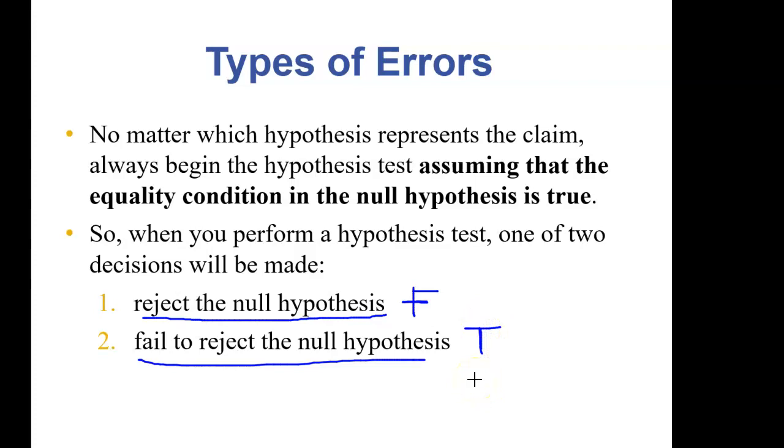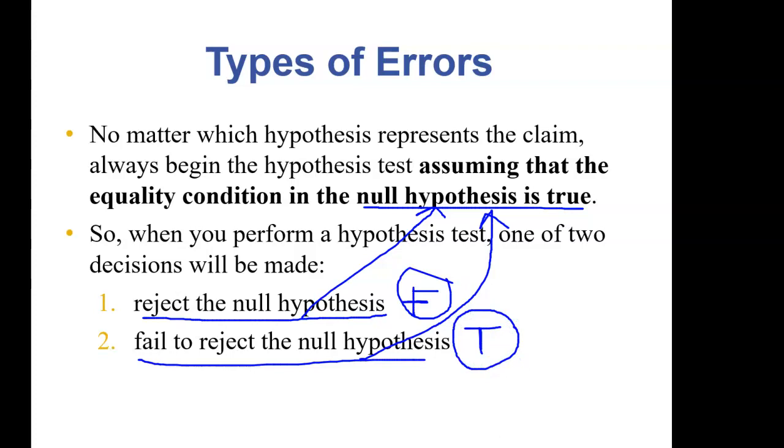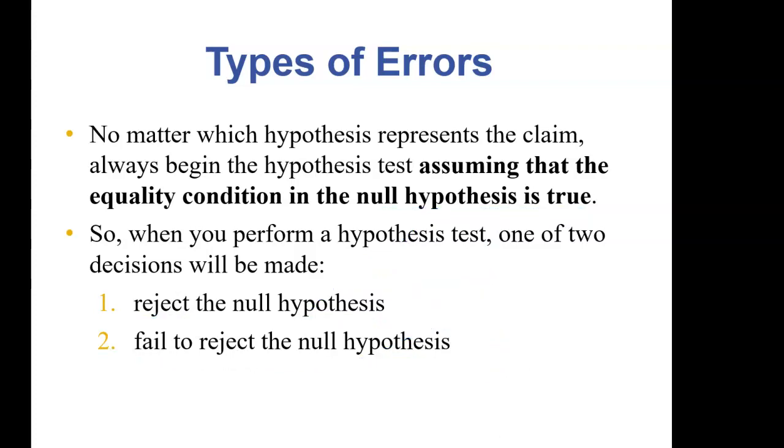So let me go back. You reject when it's false. You fail to reject when it's true. So you will not use the words true and false. You will say reject or fail to reject. Again, I repeat, reject or fail to reject. Remember, you are starting with assuming your null hypothesis is true. When you reject it, what does it mean? It is false. When you fail to reject it, what does it mean? You're failing to reject. That means you're accepting it. So it is true. Okay, let's go ahead and see what is next.